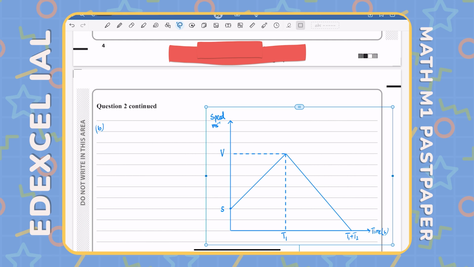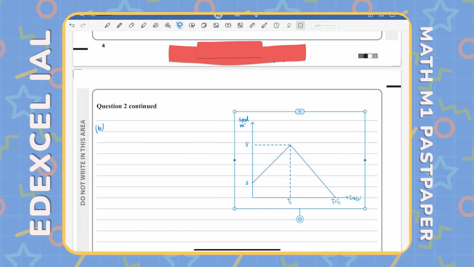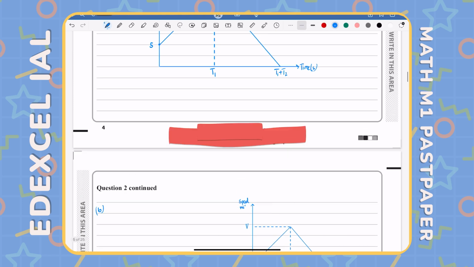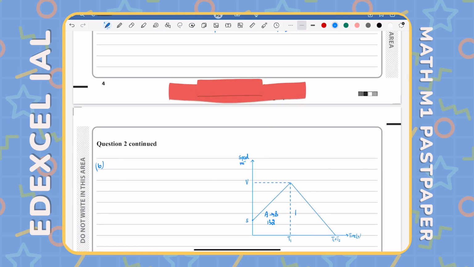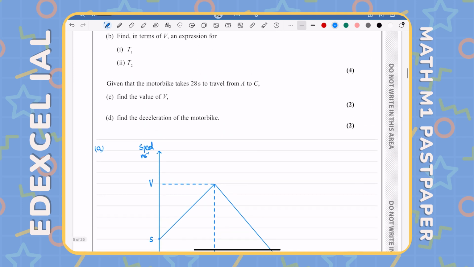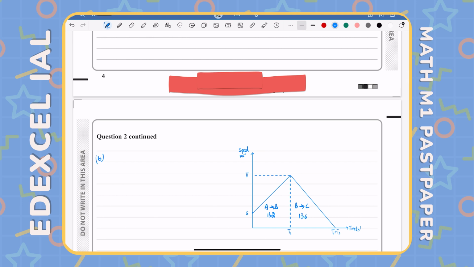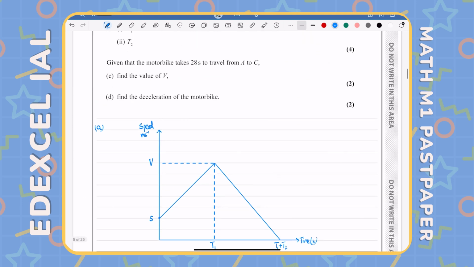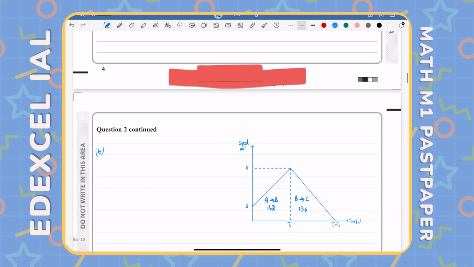Do keep in mind that the area under the speed time graph is equal to the distance traveled. The question has given us the distance traveled from A to B, this part of the journey. That is equal to 132 meters. And the distance traveled from B to C, this part of the graph, is equal to 136. We're supposed to find, in terms of V, an expression for T1 and T2. So let's have a look at part B 1.